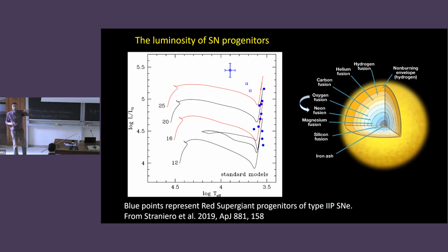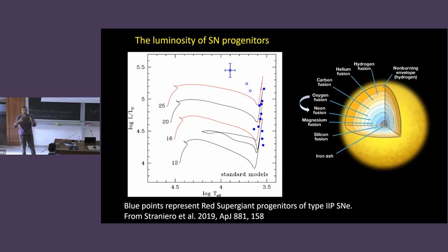And the P stands for plateau, because for a period of 100 days, more or less, and even more, the luminosity remains constant. This is the phase in which the shock wave is traveling within the star, and the hydrogen-rich envelope expands. So the photosphere moves inward.